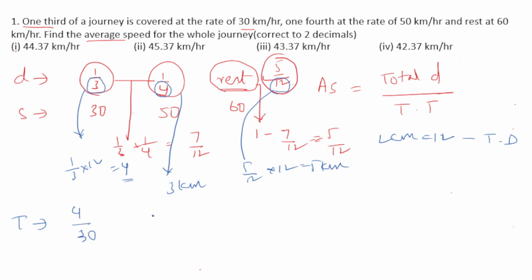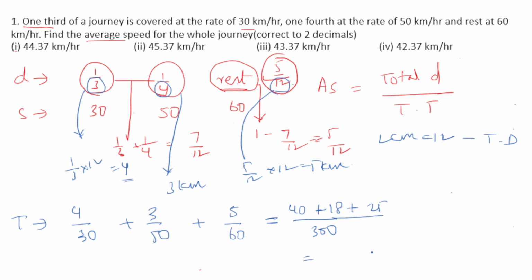Okay. And in the second part, what is the time taken? It is distance divided by speed. And in the third part, time is equal to 5 divided by 60. Okay. Now we will add all this. We will get the total time taken. The LCM is 300. And here 4 into 10, 40, plus 3 into 6, it is 18, plus 5 into 5, 25.